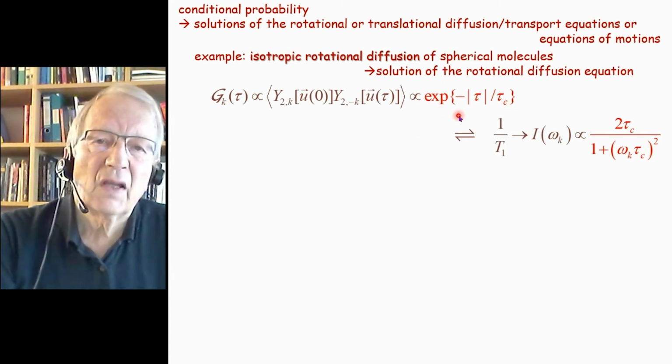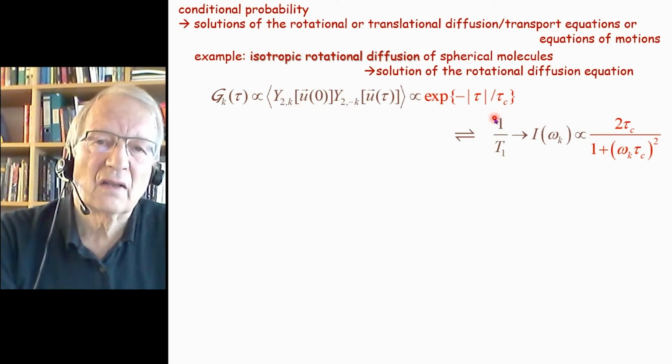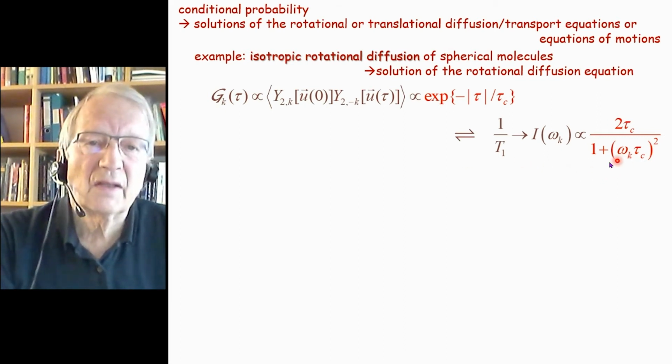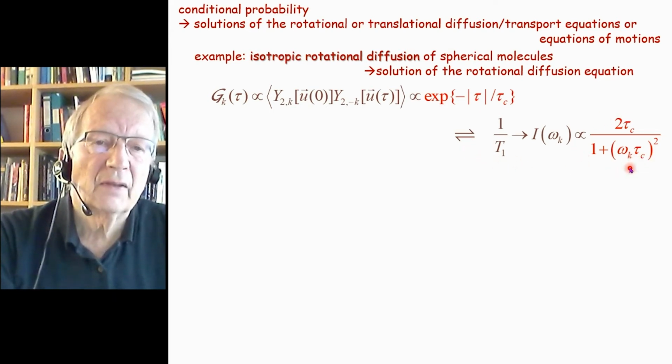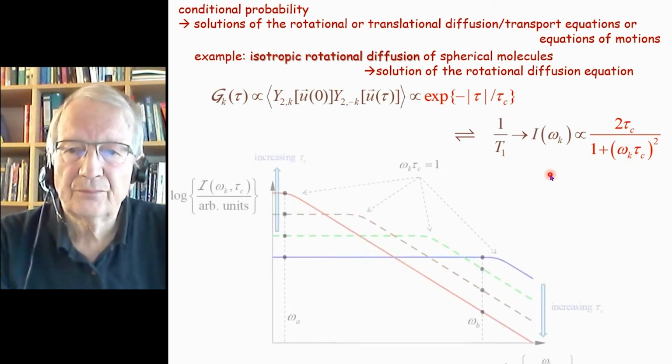And if this is the case, it's a straightforward calculation, but this is the result. So if this is the case, then we will have a Lorentzian spectral density, and this way we can predict how the spin lattice relaxation rate depends on the Larmor frequency.